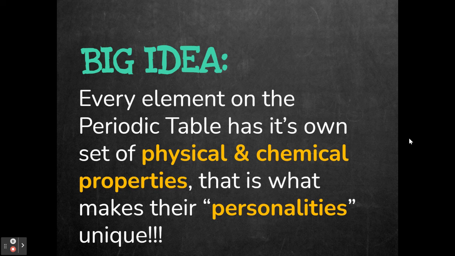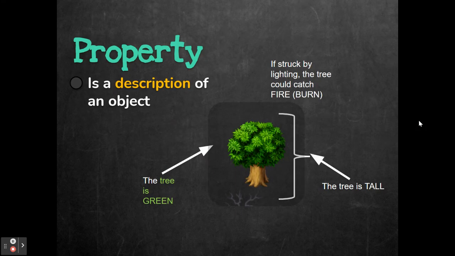In this slideshow, this video, you're going to write down what's in yellow. Normally it's red, but we're doing yellow for this. All right, so a property is a description of an object. So the tree is green. If struck by lightning, the tree would catch on fire and burn, and the tree is tall. These are descriptions of an object. Remember to write down what's in yellow.